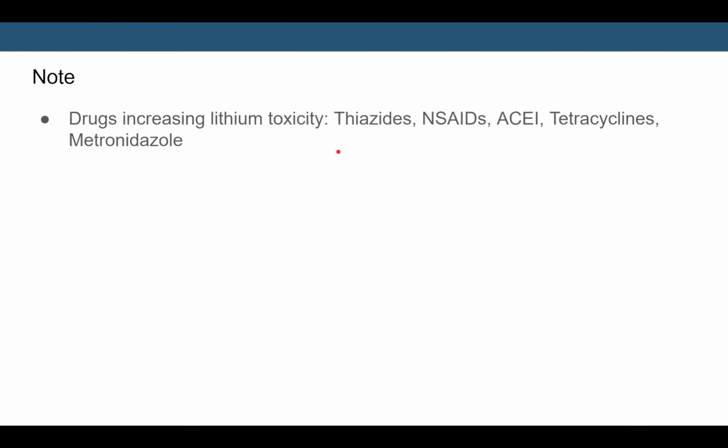The other note is drugs increasing lithium toxicity. So lithium is given for bipolar disease, and the drugs that increase its toxicity include thiazides, NSAIDs, ACE inhibitors, tetracycline, and metronidazole.